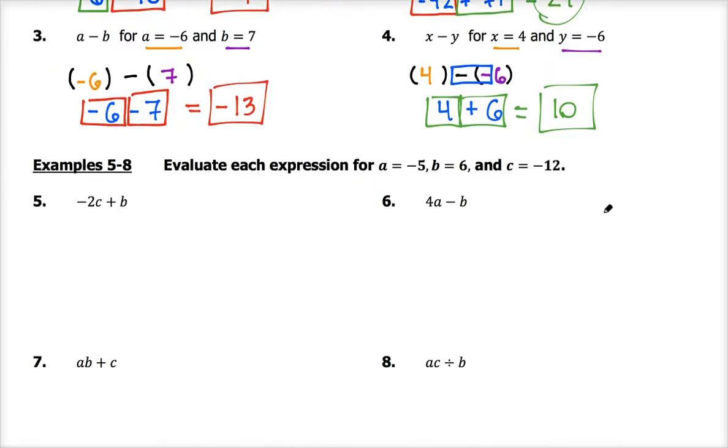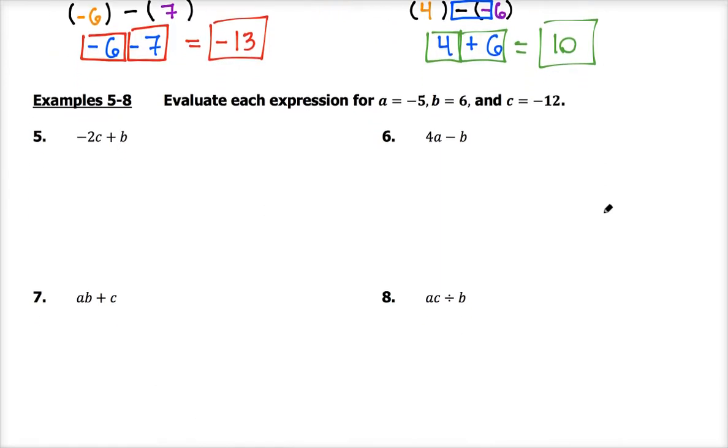Okay, we're going to do the same thing in examples 5 through 8, but this time we'll throw in some multiplication and division. This time the directions are telling me that for each of these problems, 5, 6, 7, and 8, A is equal to negative 5, B is equal to positive 6, and C is equal to negative 12. So using these values, we're going to evaluate number 5.